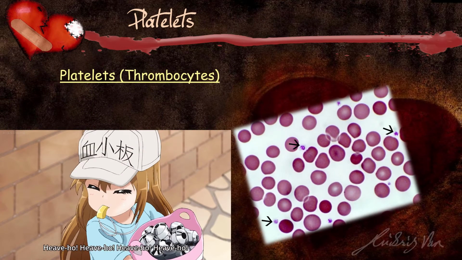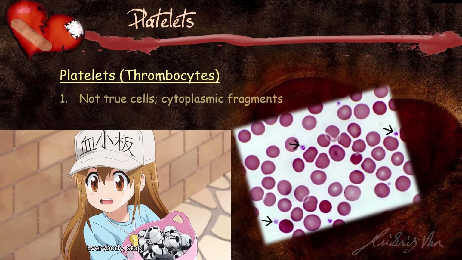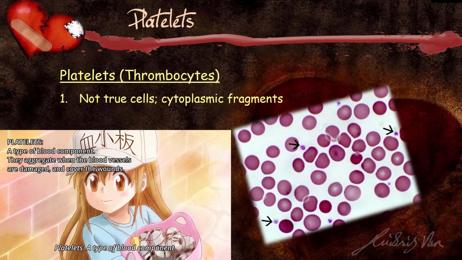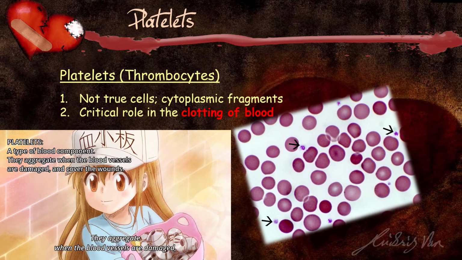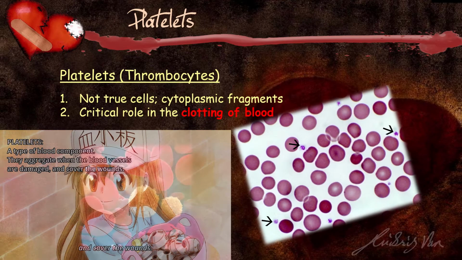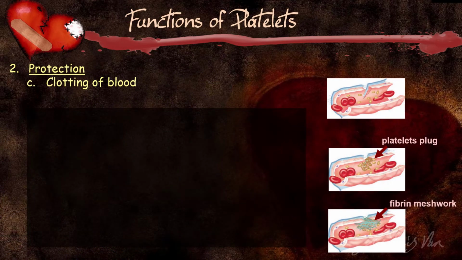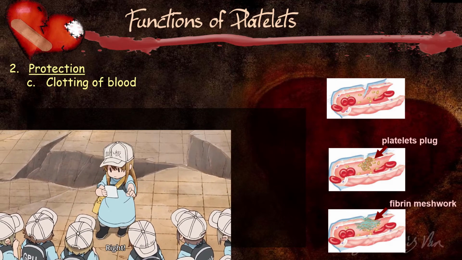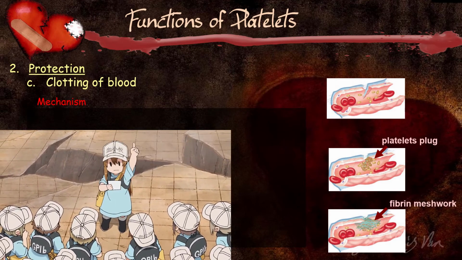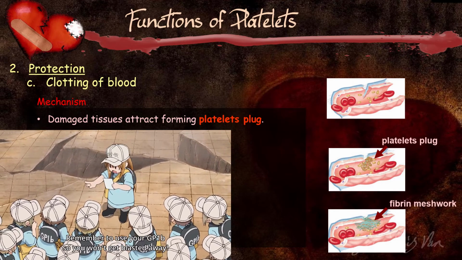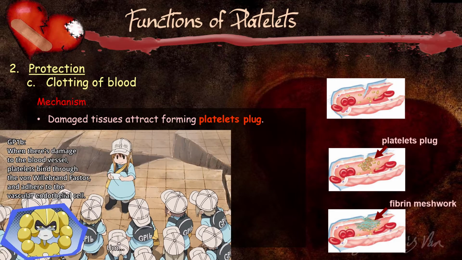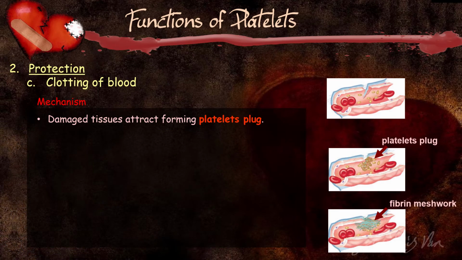Lastly, let us learn about platelets. Platelets are not true cells, they are just fragments of cells. But they play a critical role in clotting of blood. The process of clotting of blood is important, so you do have to take note. When there's damaged tissue, platelets first form a platelet plaque. This is temporary and it will minimize the blood loss.